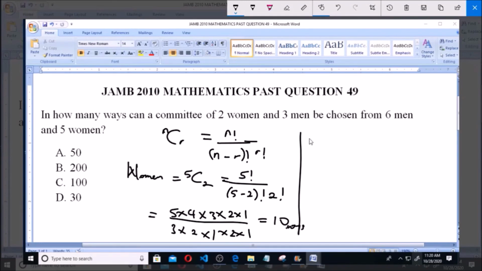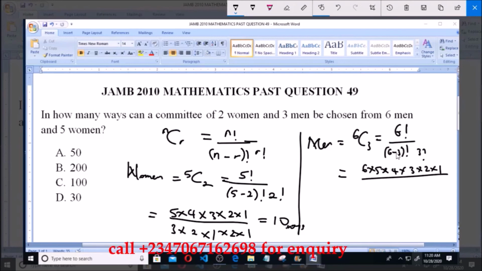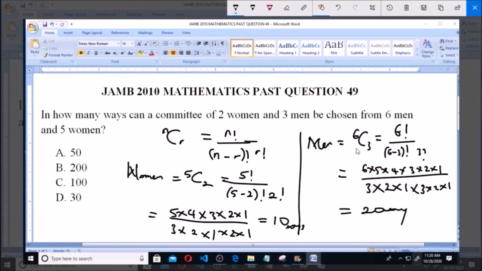Now this is for women. Now for men, we are asked to pick 3 men from 6 men. That is 6 combination 3. So this is equal to 6 factorial all over 6 minus 3 factorial times 3 factorial, and that's 6 times 5 times 4 times 3 times 2 times 1 all over, now 6 minus 3 is 3, so 3 factorial, 3 times 2 times 1, then multiplied by 3 factorial again, 3 times 2 times 1. When you carry this out, it will give you 20. So there are 20 ways by which 3 men can be chosen from 6 men.